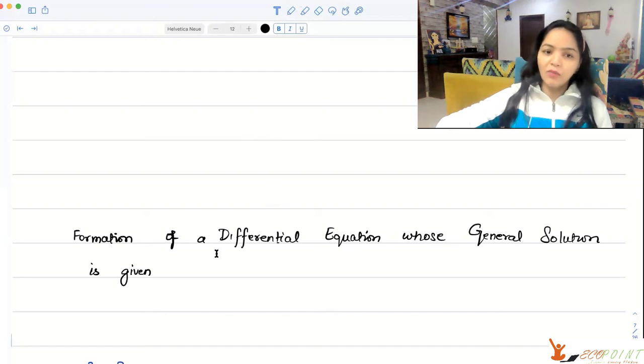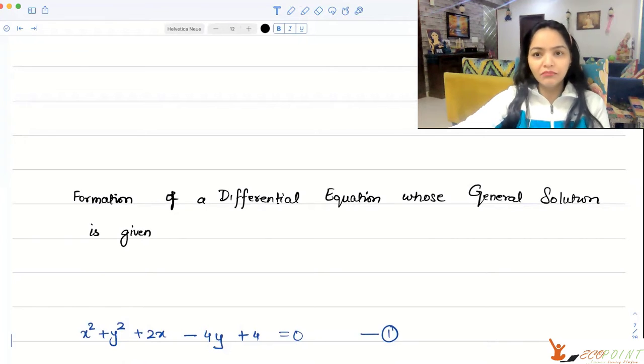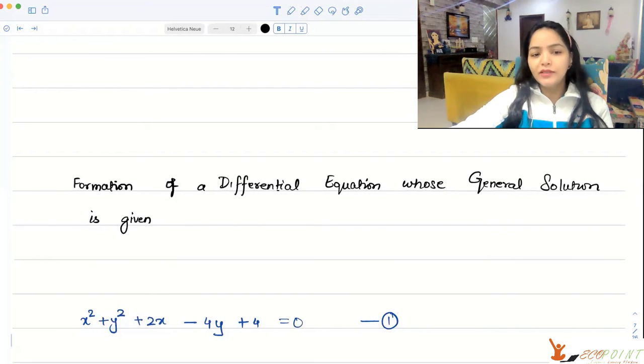Okay, today let's talk about formation of a differential equation whose general solution is given to you. Suppose we have, again, I'm going to start with some example equation. Suppose we have x square plus y square plus 2x minus 4y plus 4 equals to 0. Suppose this is an equation.